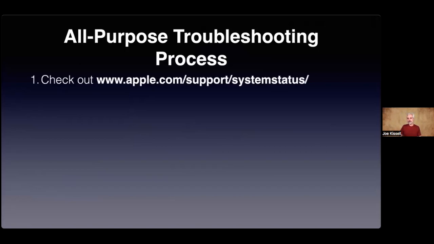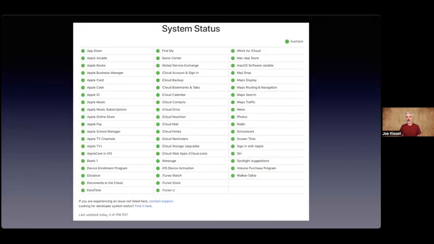So step 1, before you start messing with anything, you want to go to this address, apple.com/support/systemstatus, and you'll have a page with all of Apple's online services. Oh, there are so many. Now, not all of these are part of iCloud. You'll see in that middle column, you've got iCloud account and sign in and iCloud backup and iCloud calendar and all these iCloud things, but then you've got a lot of other stuff too. So this is a global view into all of Apple's online services.